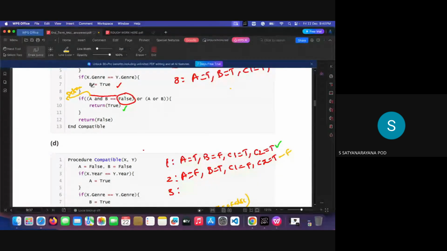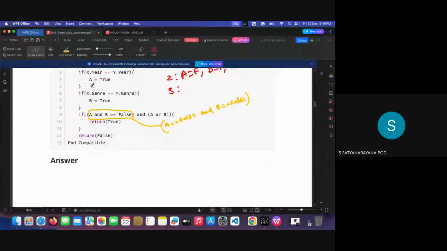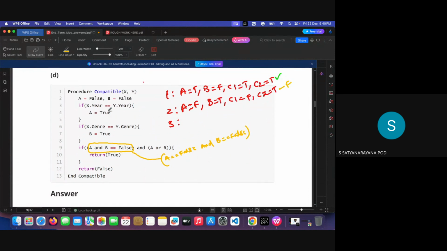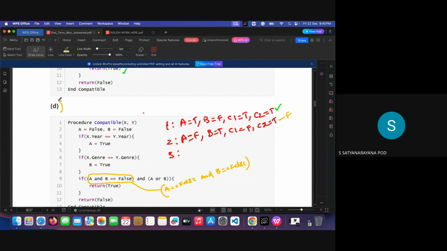Clear? But if you fix that, A and B equal to false means A should be false and B should be false, then D is correctly matching. Let me consider by this time D is correct. So I think maybe they will also provide the solution. I think in the solution they'll give D as the right option.